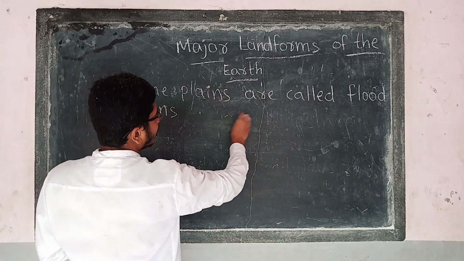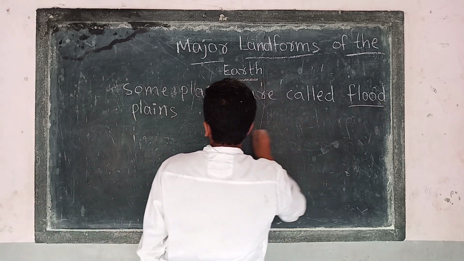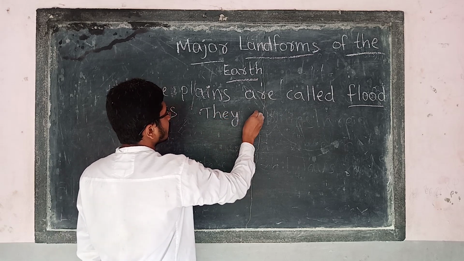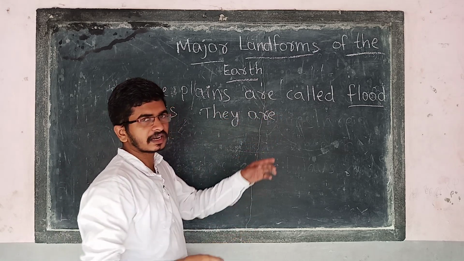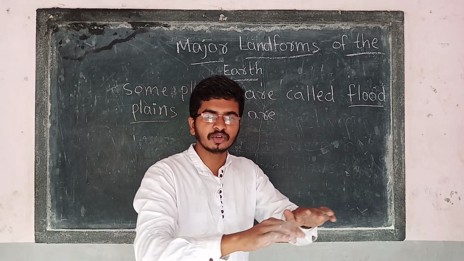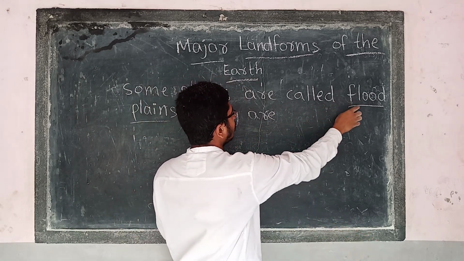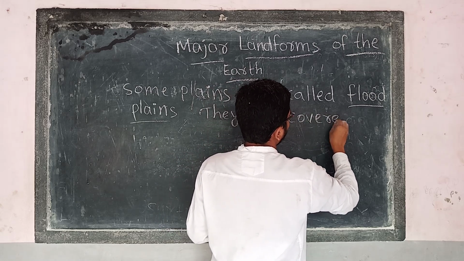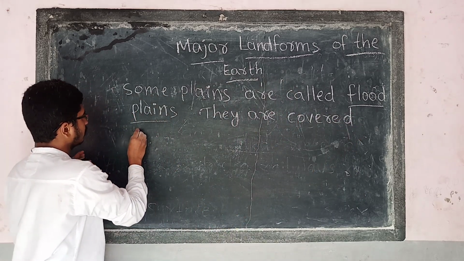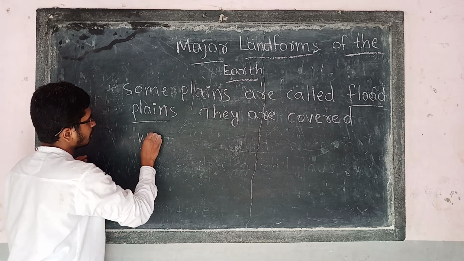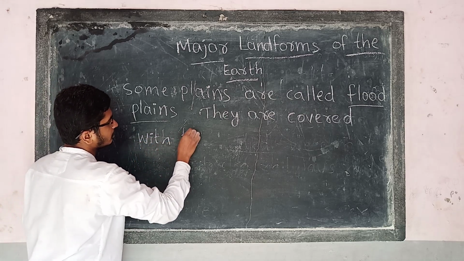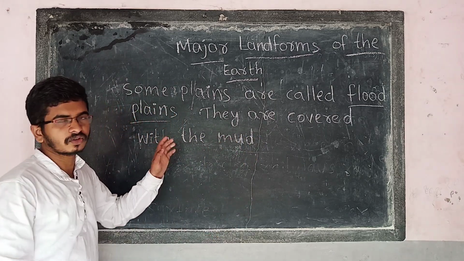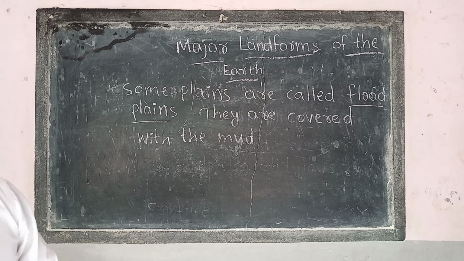So what are these flat plains? Flat plains means they are covered with mud. You know mud, right? Flat plains are covered with the mud.